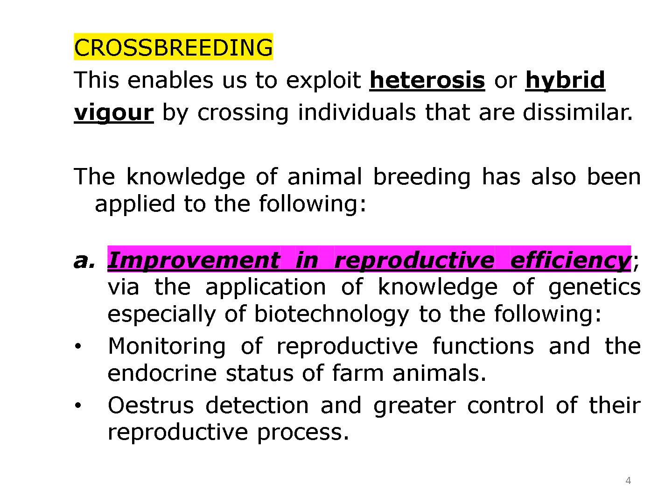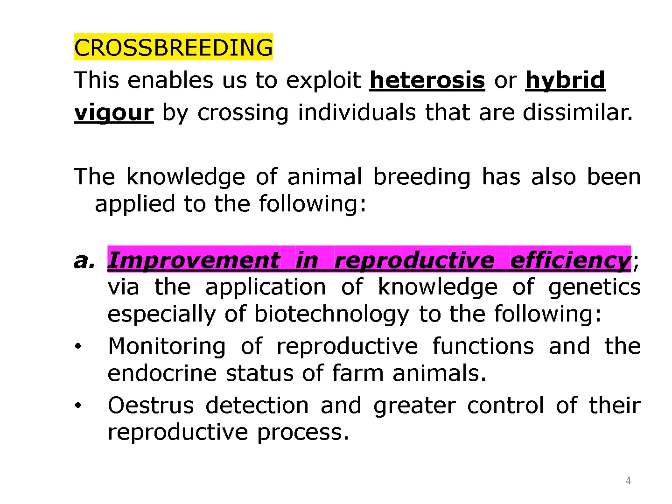Crossbreeding enables the exploitation of heterosis, or what is known as hybrid vigor. Recall that heterosis is an estimation of the performance of progenies, which is usually above the mean performance of both of their parents. So the knowledge of animal breeding has also been applied to the following areas.